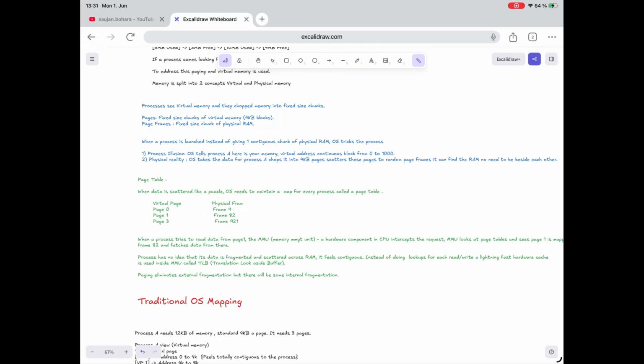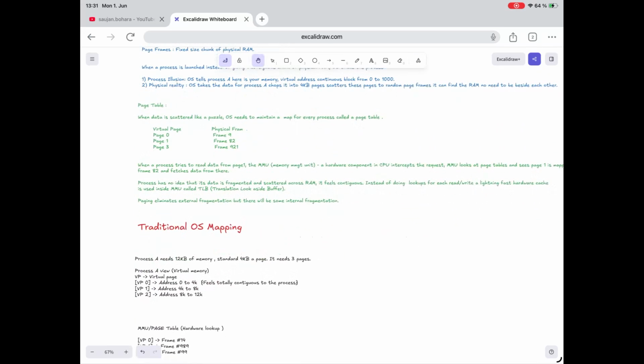So these are not in the same location, but we trick the process into thinking that it's one contiguous block of memory, but it's actually in different locations in the physical RAM, right? So it's different frames. Again, it looks like a contiguous block for the process, but it's actually in a completely different location in your physical RAM. So how is this possible, right? To make this possible, we need a page table, because this page table keeps a record of, okay, page 0 is actually in frame 9, page 1 is actually in frame 82, and page 2 is actually in frame 921. So we need to maintain a table like this.